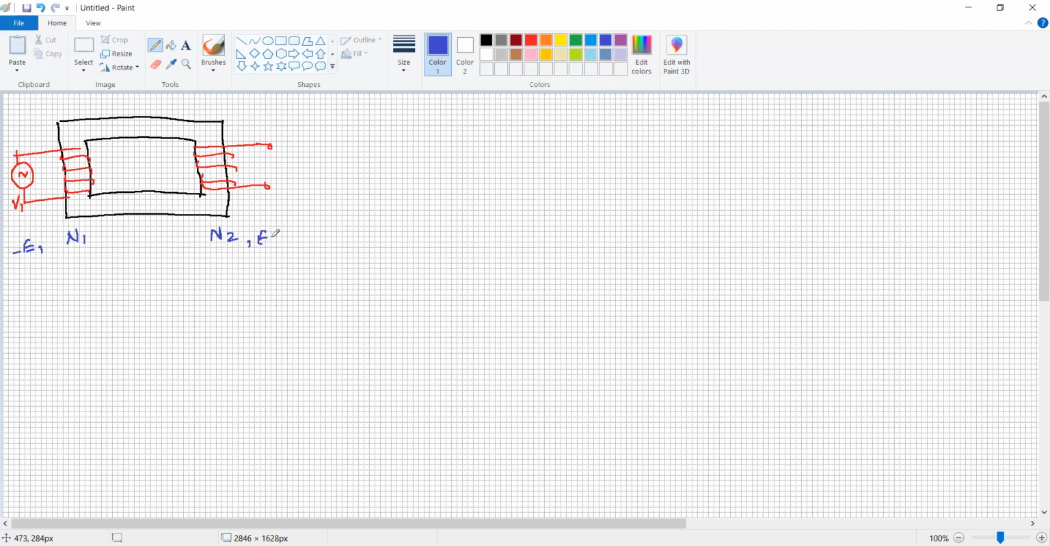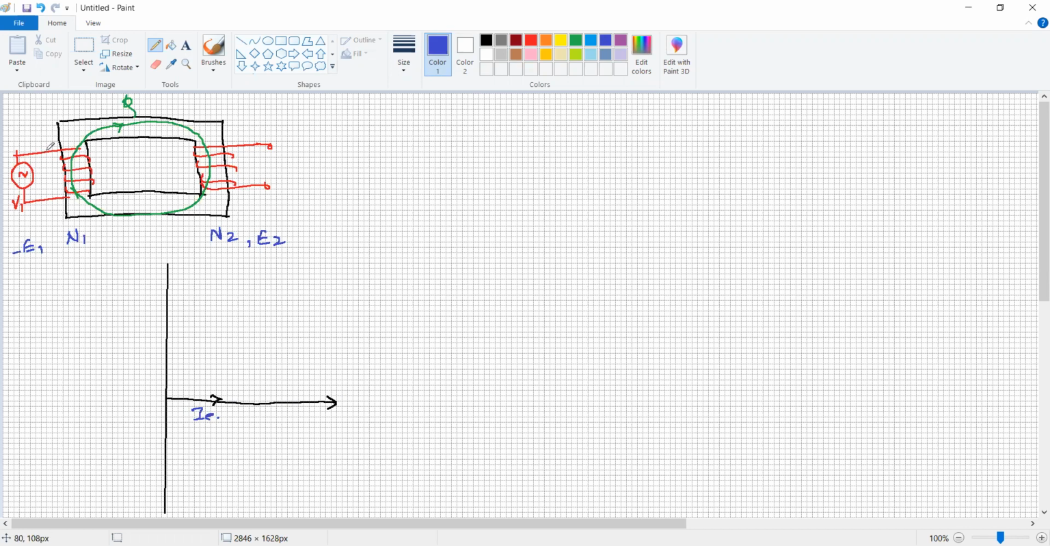EMF induced is E2 in the secondary winding, whereas the flux is common in the primary winding as well as in the secondary winding. So flux is common. Now let's see the vector diagram. The current is in phase.